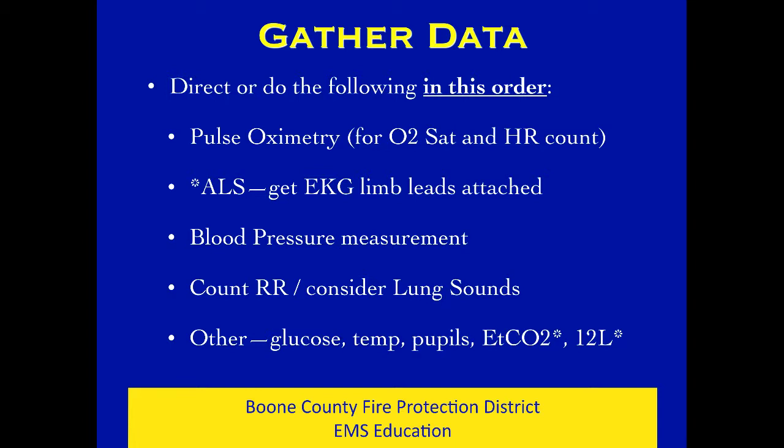Then the next thing down is that on the ALS side, they're going to want limb leads, the first 4 wires, the ones that go on each of their arms and legs. Get those EKG limb leads attached on the ALS side. EMTs working in a BLS first response setting, just know that if you were a medic or a medic was there with you, they'd want the limb leads on now. You can't do that. You don't have them. You just move on.